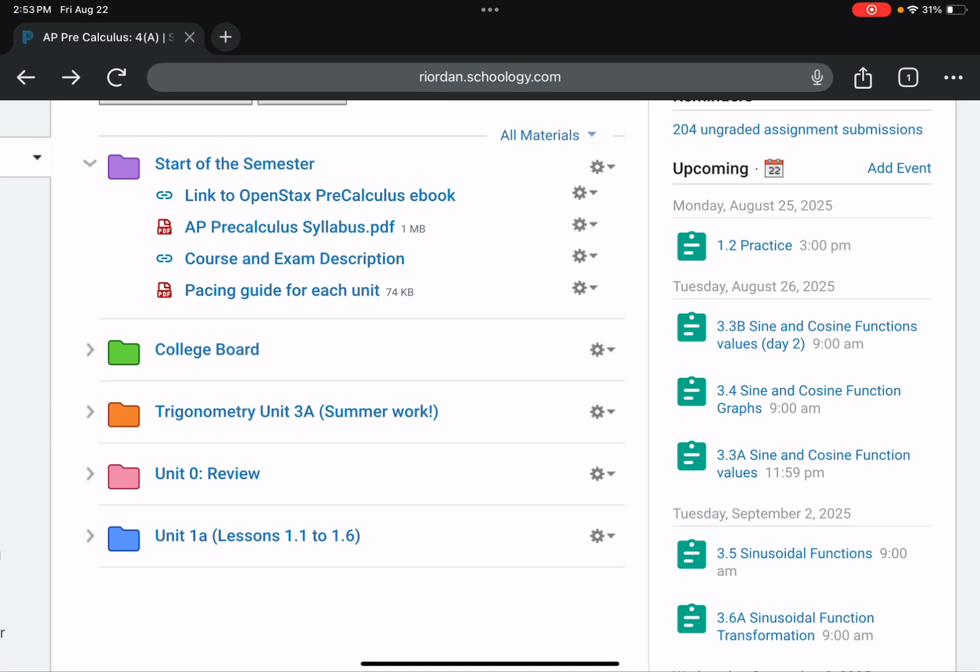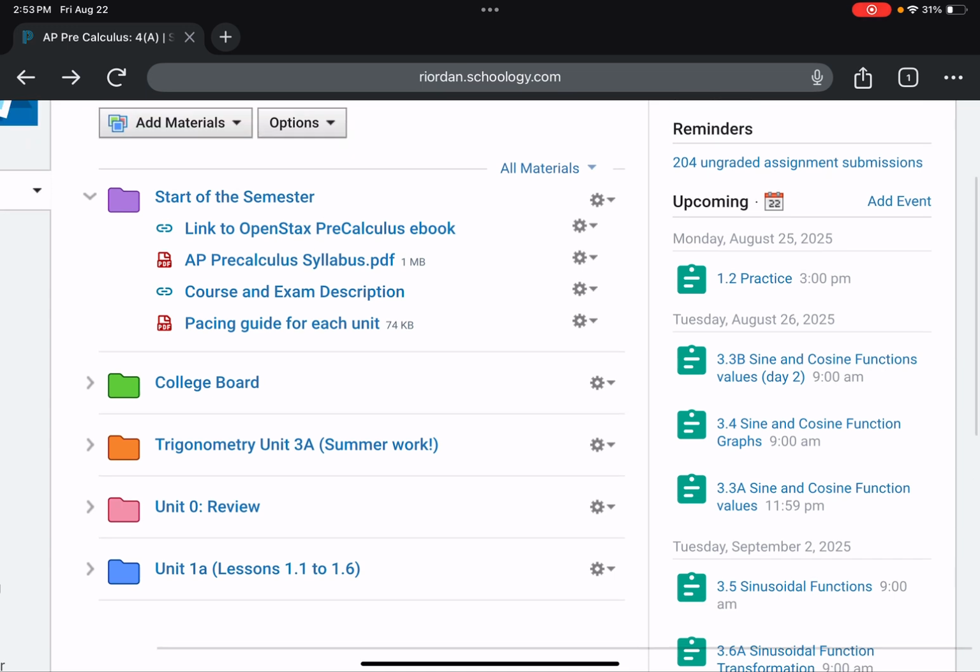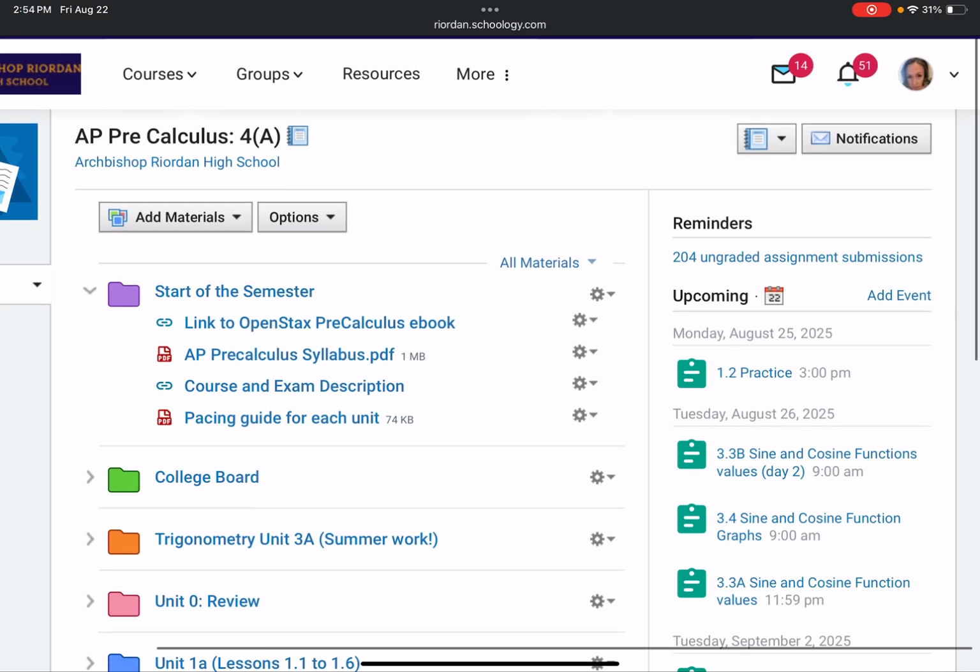The rest of it is pretty self-explanatory, and there's a link to our textbook right there. It's a free ebook. The course and exam description is another really good resource to find out the expectations and requirements for the exam if students are going to take the exam. And that's about it. If you have any questions, please let me know.